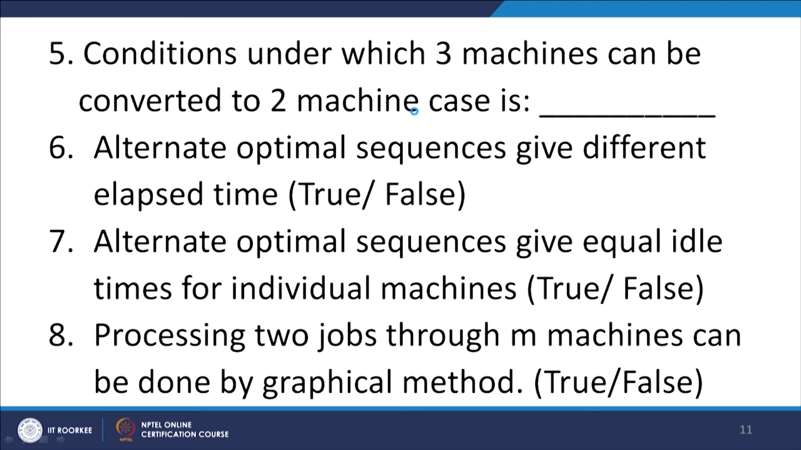Question number 8. Processing two jobs through M machines can be done graphically. True or false? Processing two jobs through M machines can be done by the graphical method. True or false?